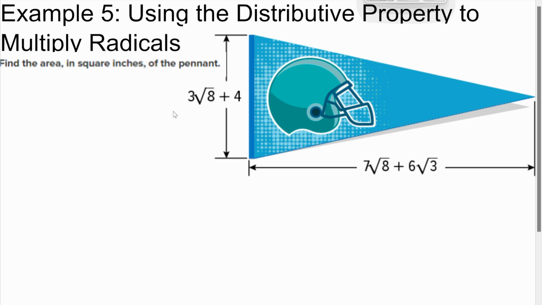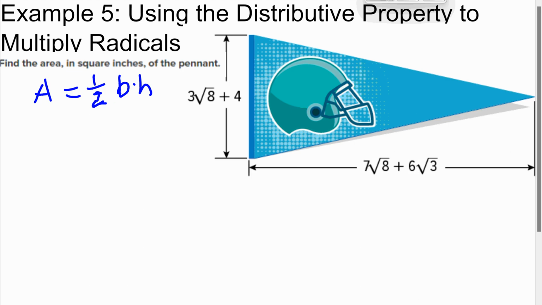Okay, example 5, we want to use the distributive property by multiplying radicals. So here we have two radicals. We want to find the area of this pendant if it's measured in our height and our length. Well, how do I find the area of a rectangle? That's length times width, or 1/2 base times height, whatever you want to say.